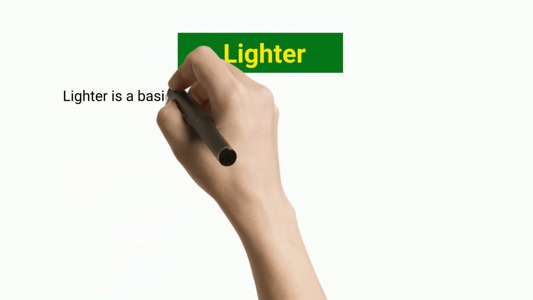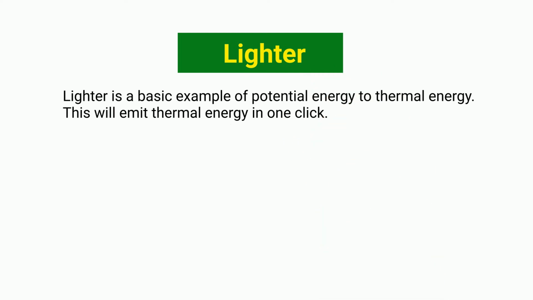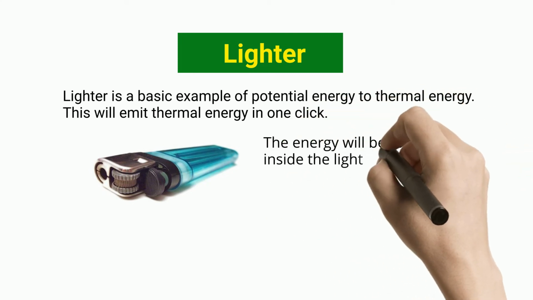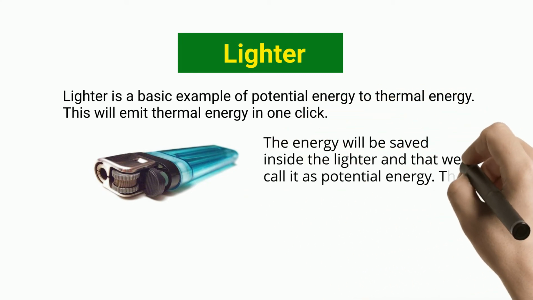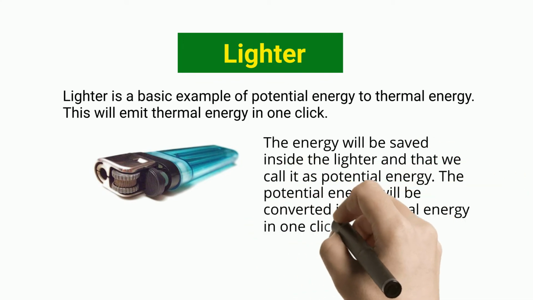Lighter. Lighter is a basic example of potential energy to thermal energy. This will emit thermal energy in one click. The energy will be saved inside the lighter, and that we call potential energy. The potential energy will be converted into thermal energy in one click.